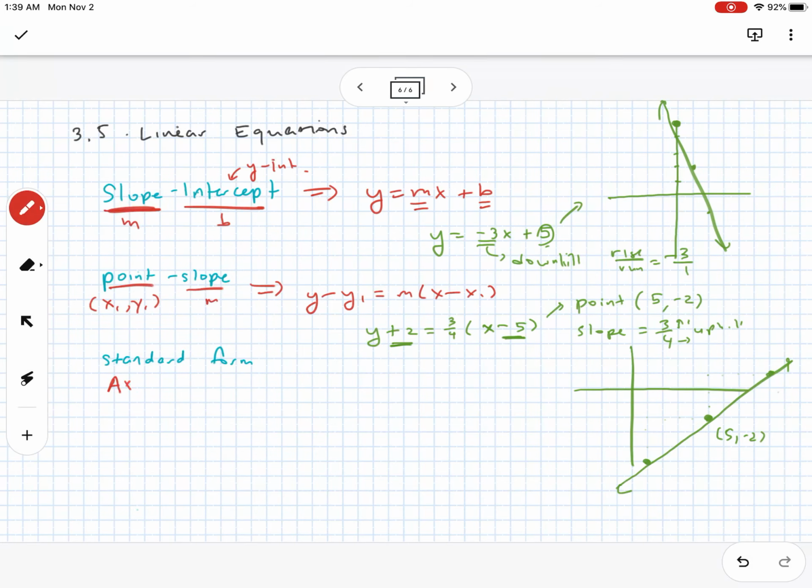And then lastly, the standard form, which is written as ax plus by equals c. So an example of this would be like 5x plus 2y equals 10. And you know what, let me write that in green.